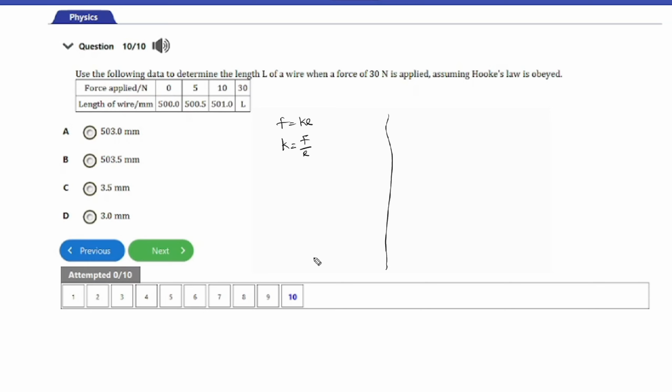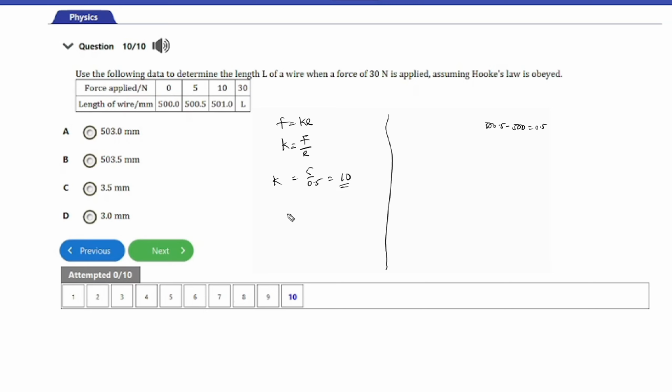So let's note that here, when there was no force applied, that's when F was 0, the length of the wire was 500 millimeters. When a force of 5 Newton was then applied, the length changed to 500.5, meaning that the extension here is 500.5 minus 500, and that's 0.5. So we can simply get K by dividing 5 by 0.5, and that will give us 5 over 0.5 is 10. So K is now 10.